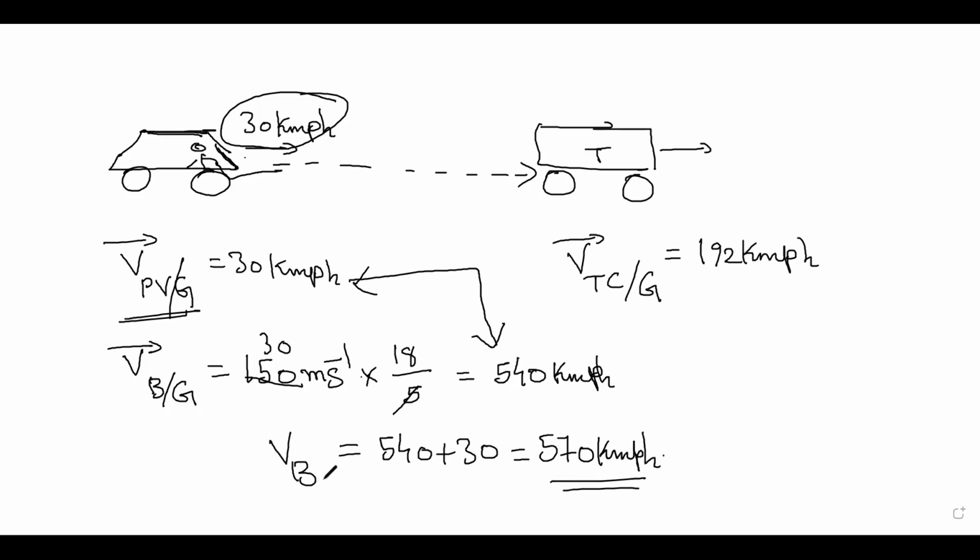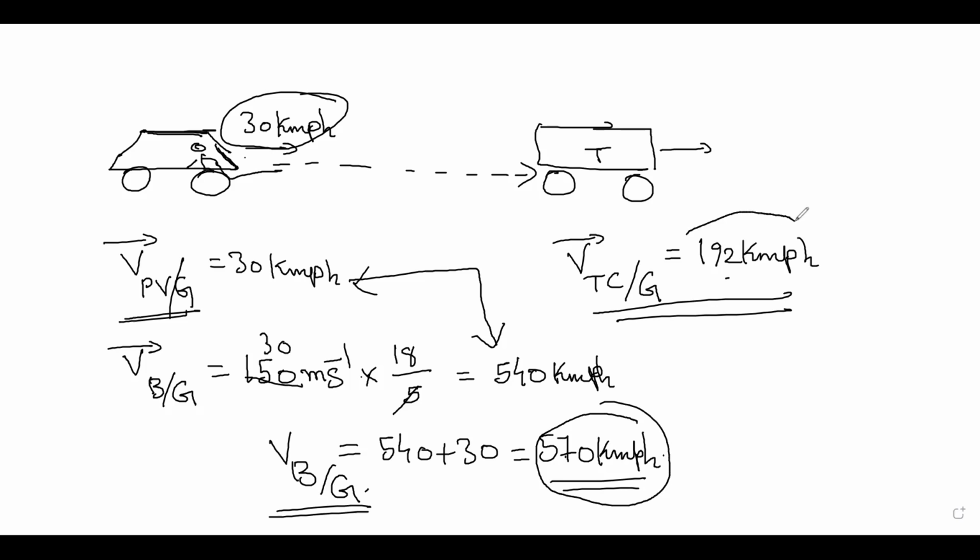Now the bullet velocity, once again, is with respect to ground: 570 kmph. But now you see the thief's car is moving with respect to ground at 192 kmph. Now you see this one and this one both are in the same direction. Got it, right? The bullet and the car are moving in the same direction. So what did they ask? What is the velocity of the bullet with respect to the thief's car? That is, with what velocity it will hit the car. It will hit relative to the thief's car.